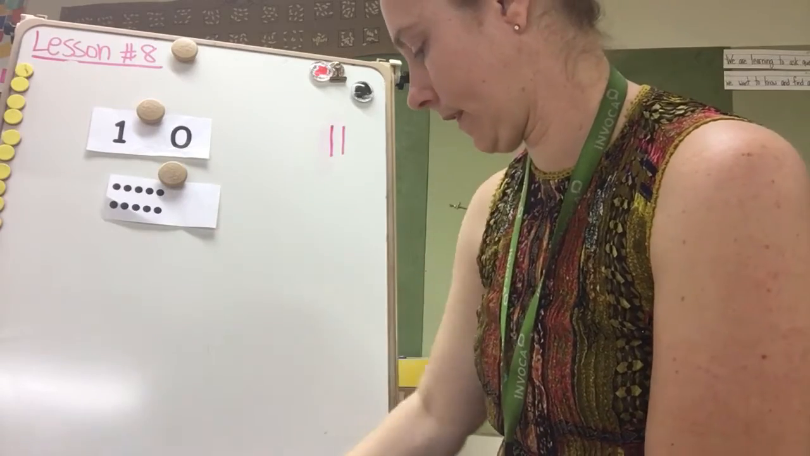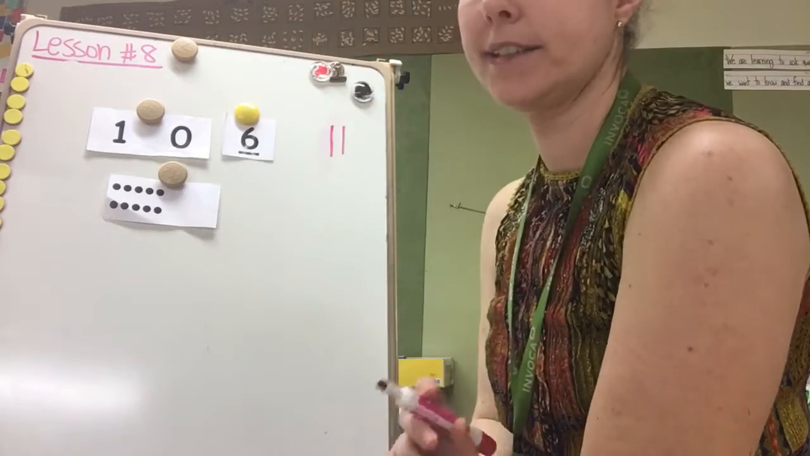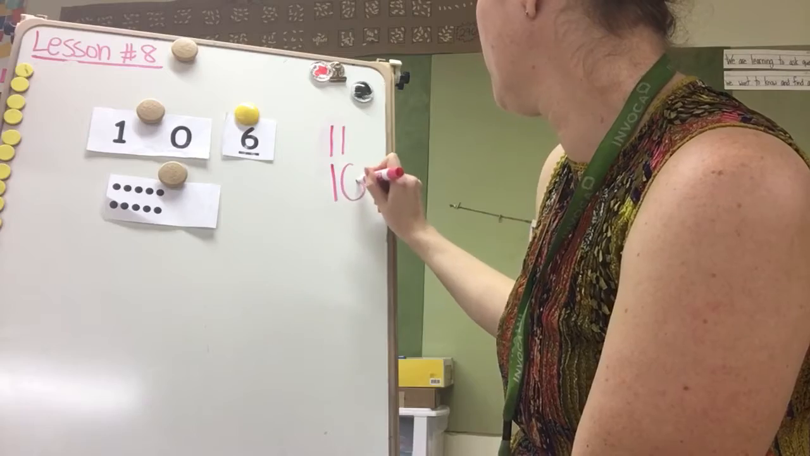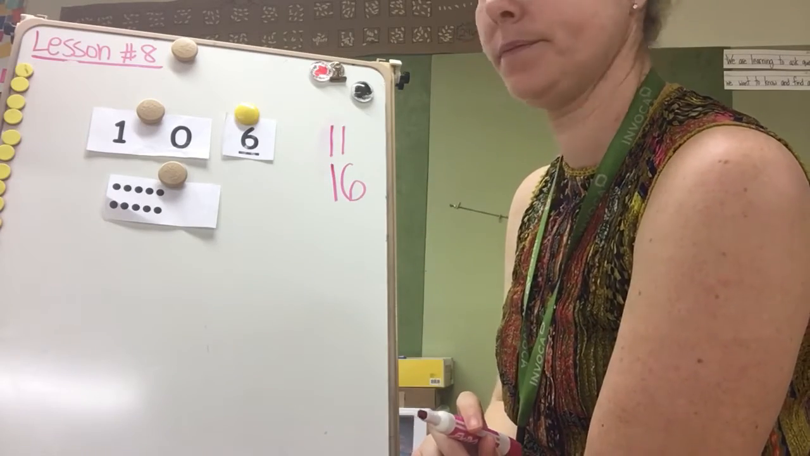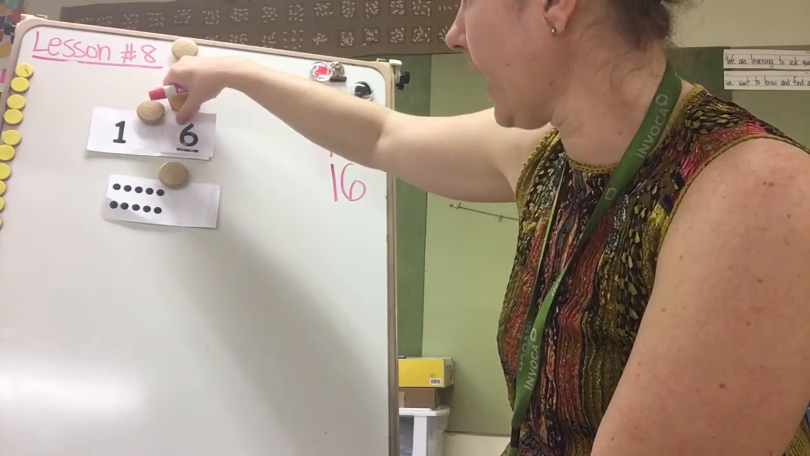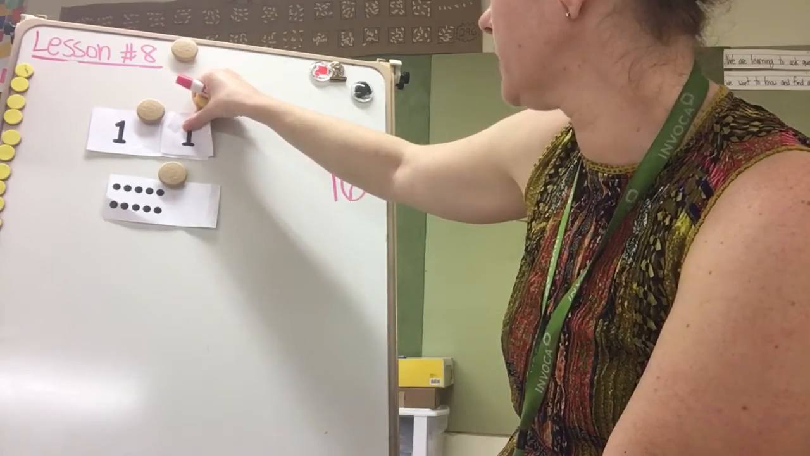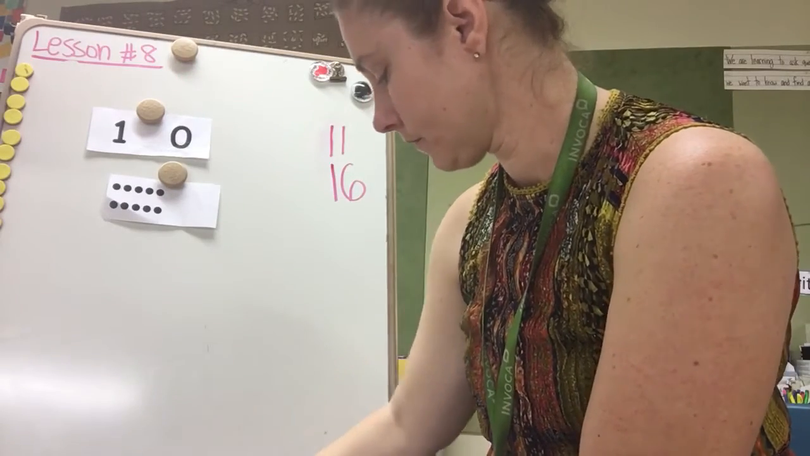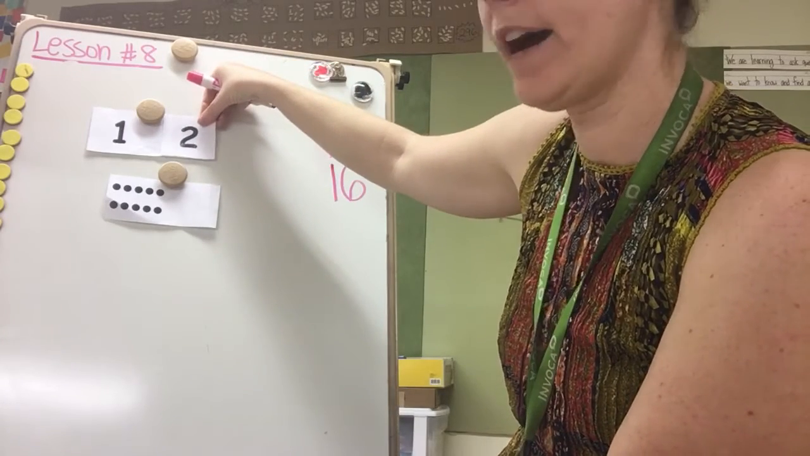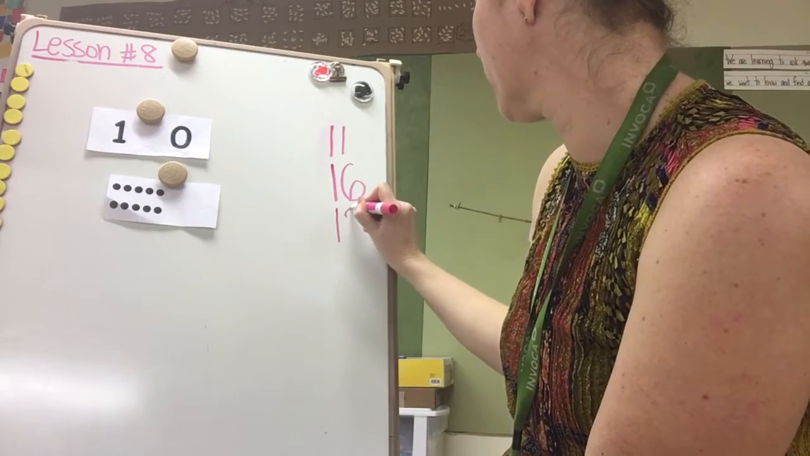Okay. Now we have 10, 6. What does 10, 6 make? 16. Practice writing 16. Okay? And remember that 6 is hiding the 0. That 1 is hiding the 0 to make 11. Okay? 10, 2, hide the 0 and it makes 12. Write the number 12.